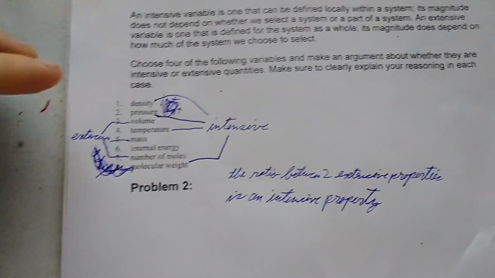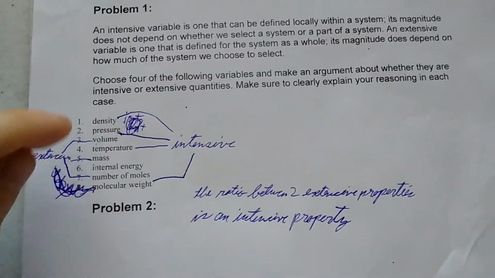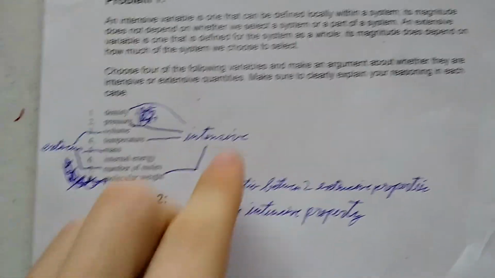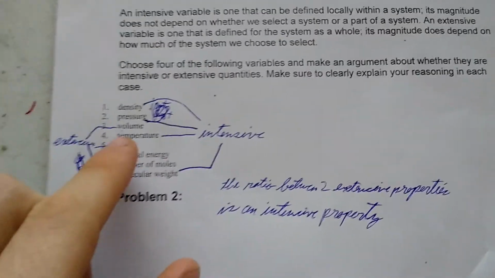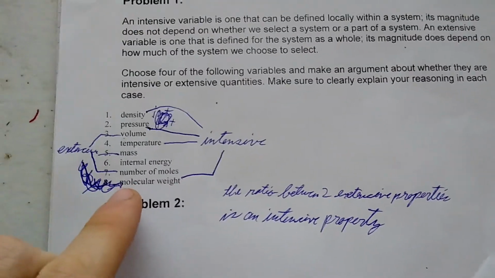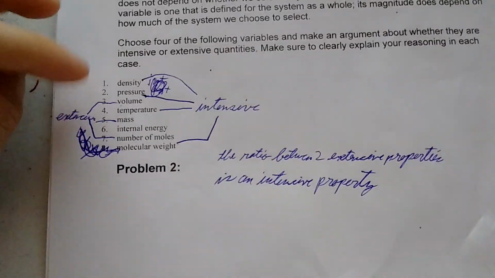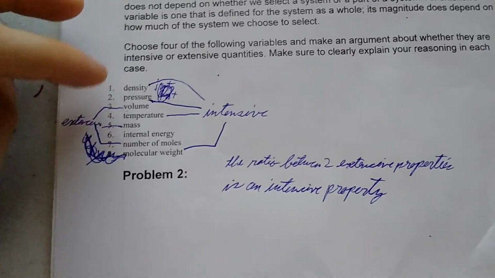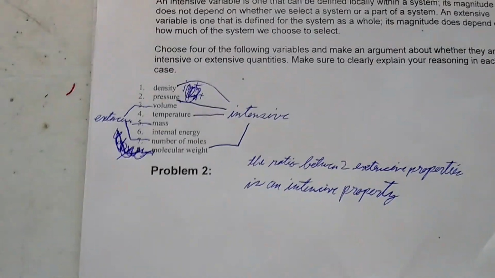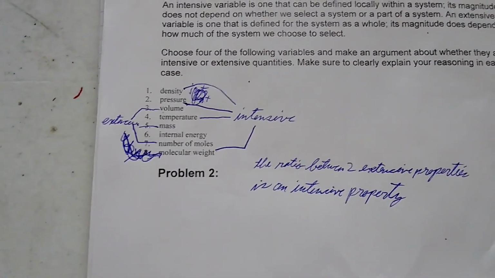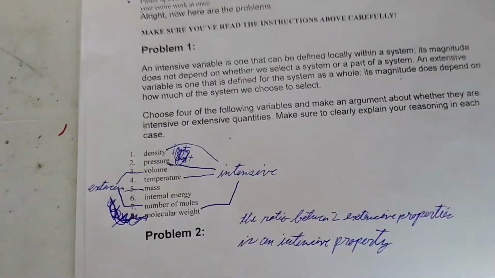Okay, so for the first question, which ones are intensive versus extensive? Density, pressure, temperature, and molecular weight are intensive. Volume, mass, and number of moles are extensive. Something I found interesting that helped me understand what's going on here is that density, like molecular weight, is a ratio between two extensive properties, and the ratio between two extensive properties is an intensive property. That's a pretty good way to think about that.